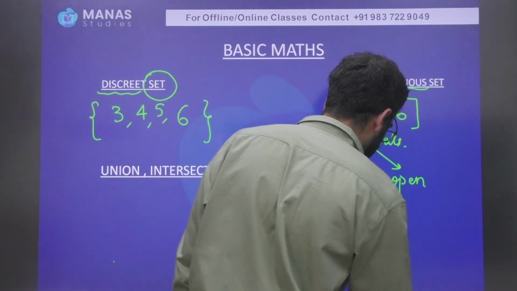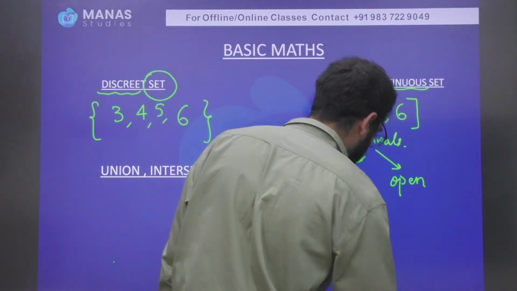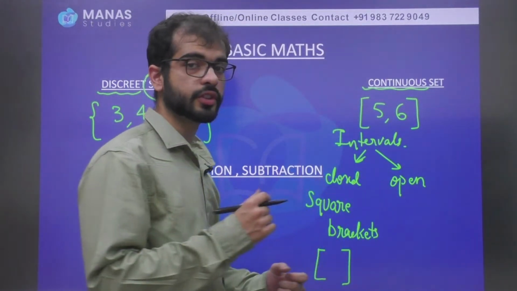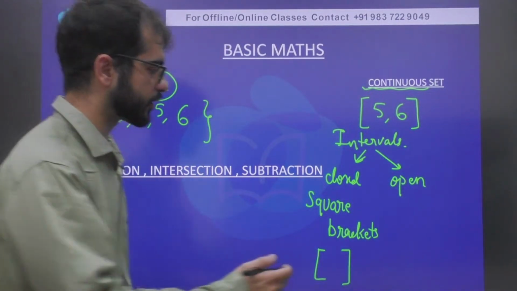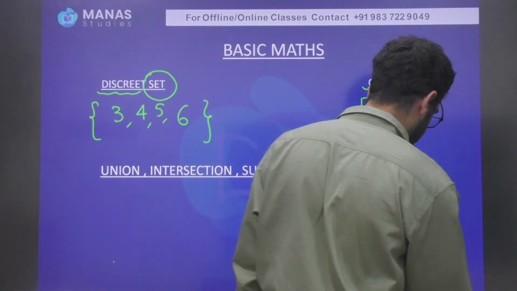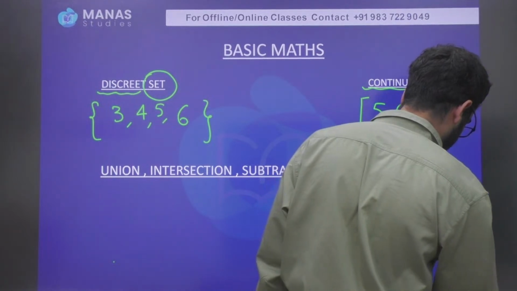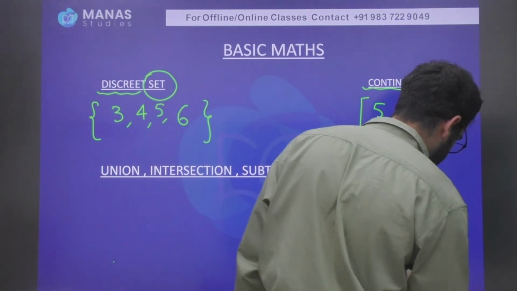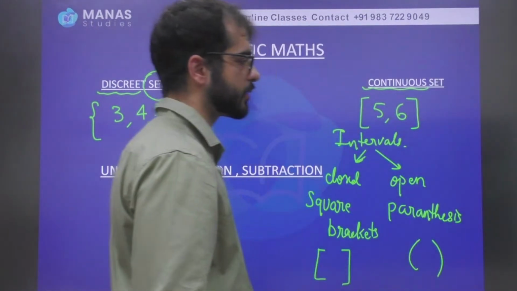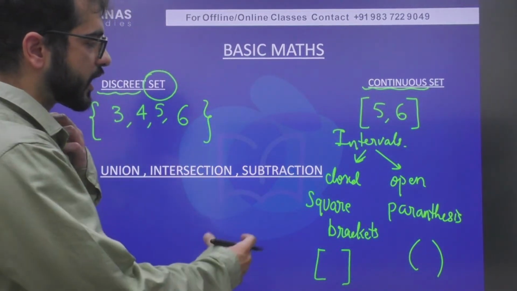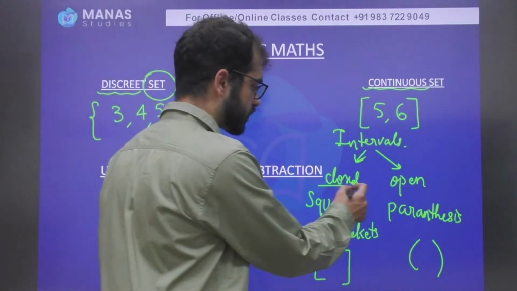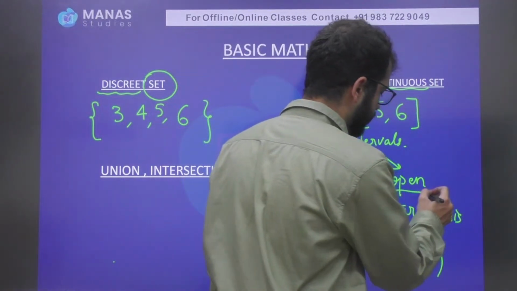Square brackets are drawn like this, and for open interval we use parentheses. Parentheses are written in this format, that is a semicircle. Now square brackets are representing closed interval whereas parenthesis is representing an open interval.